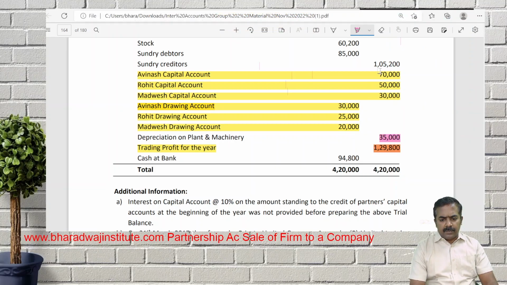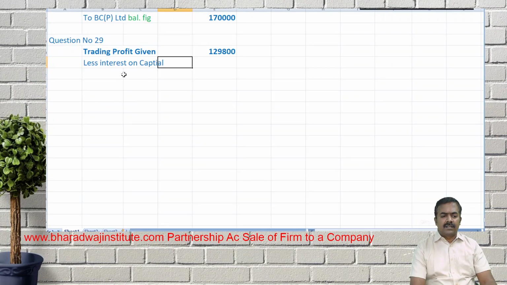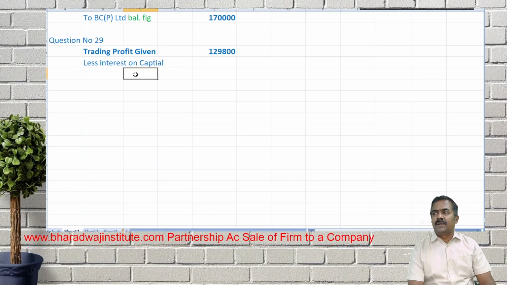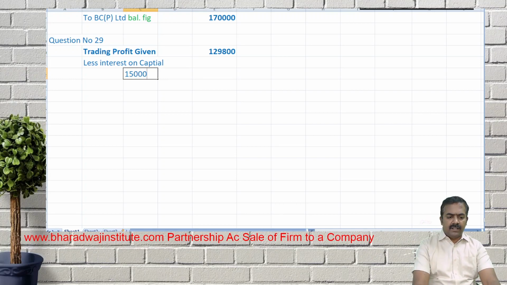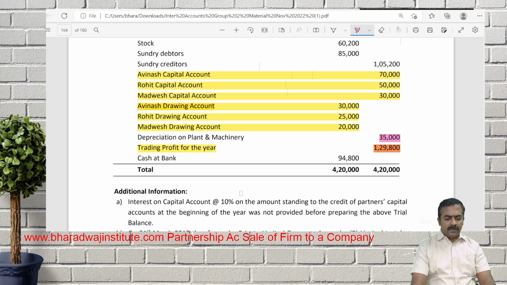Look at the interest on capital. What is the total? 1,50,000 இருக்கு. What is the capital total? 1 lakh 50,000. Into எவ்வளவு percent interest? 10% என வரும். 15,000. Drawings எல்லாம் reduce பண்ணக்கூடாது. Interest on capital தானே கொடுத்திருக்கோம். Clear wordings யூஸ் பண்றப்ப.